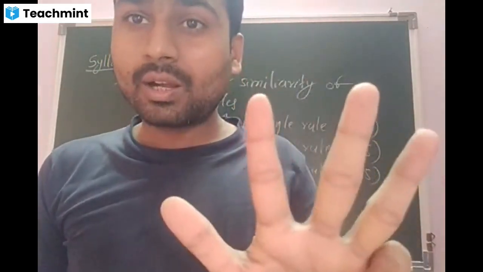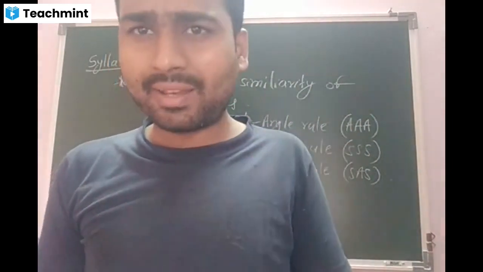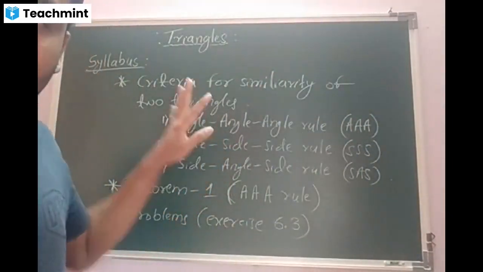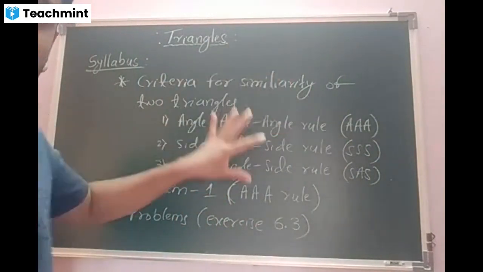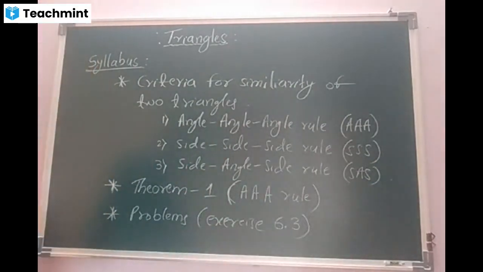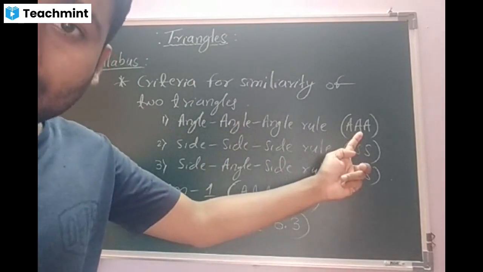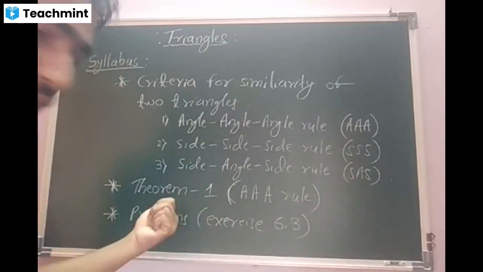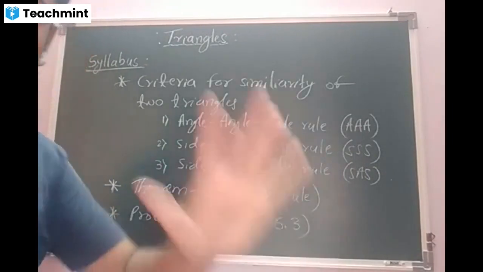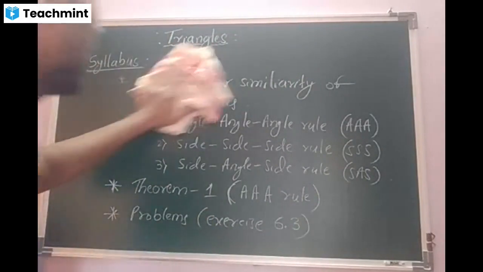There were 4 criteria for judging the congruency, beta. In the same manner, this year you are going to deal with 3 criteria, 3 fundamental rules to judge the similarity of two triangles. Is that clear, beta? Yes, sir. Out of 3, 1 you have to derive, state and prove. That is nothing but the first theorem. Based on this, you will be dealing with the exercise 6.3. Is that clear, beta? Yes, sir. Okay, let me move further now.